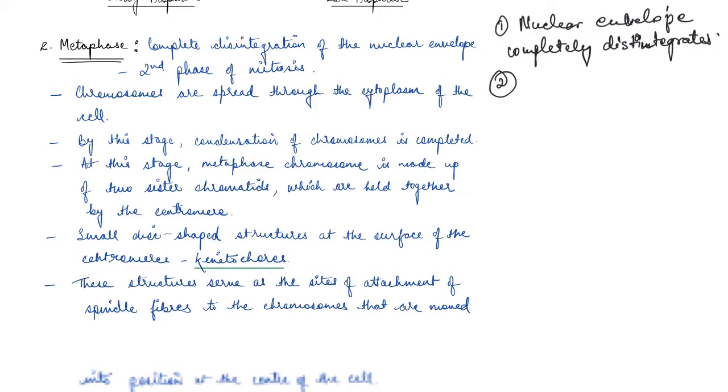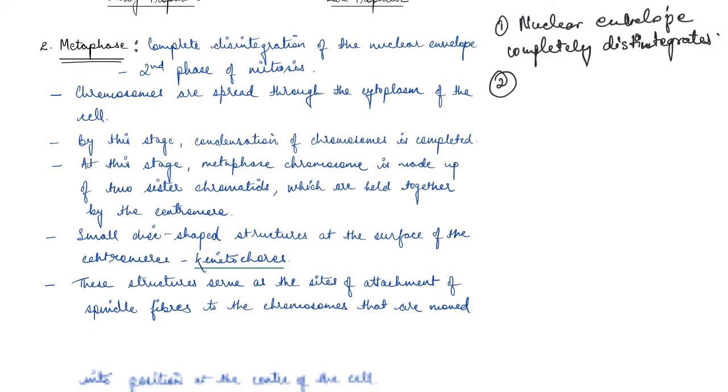What happens after that, right? So as the nuclear envelope completely disintegrates, the chromosomes which are formed are spread throughout the cytoplasm of the cell, right? So basically, the chromosomes are now completely condensed, and since the nuclear envelope disintegrates, these chromosomes are spread throughout the cytoplasm of the cell. Now these chromosomes are made up of two sister chromatids, right?